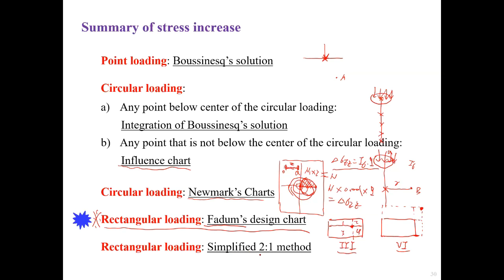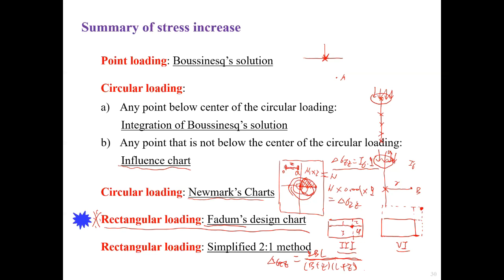This is a very rough method to calculate the stress increase. Sigma ZZ equals Q times B times L. Normally, you know the length and width, you know the Q, divided by (B plus Z) times (L plus Z). So this is a rough method to do the calculation. That's all the methods we have learned from this lecture.